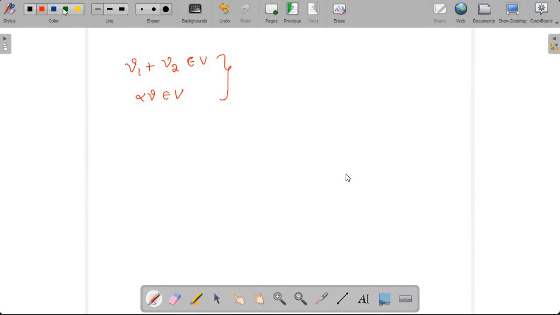So let me write it here. v1 plus alpha into v2 belongs to v for every v1, v2 in v, and for every alpha from the field. Means instead of checking these two conditions separately, instead of checking these two conditions individually, it is enough to check this condition once. That's it.